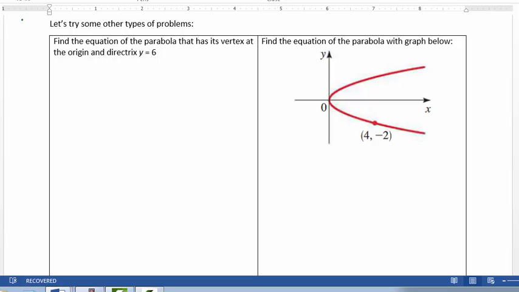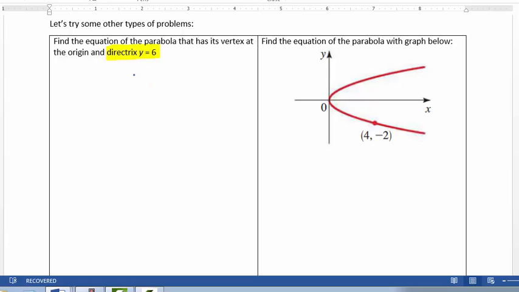So in this case, on the left here, I'm asked to find the equation of the parabola that has its vertex at the origin. So all these are going to have their vertex at the origin, so that's not going to be a question. And directrix y equals 6. So the only thing we're given here is the directrix is y equals 6, but that's plenty of info. That's all we need to get the equation.